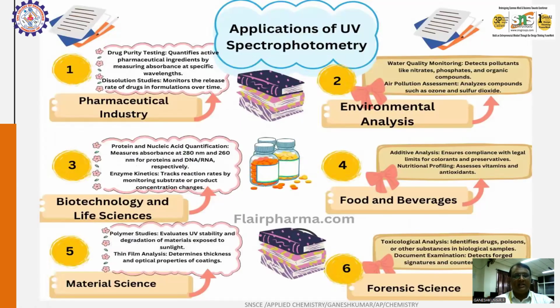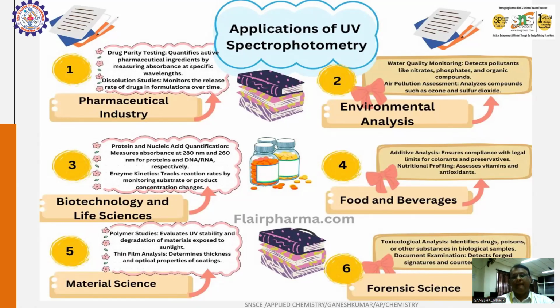Based on this, ultraviolet spectroscopy has various applications in various fields. That is in the pharmaceutical industry, where drug purity tests can be done using this. And in biotechnology and life sciences, protein and nucleic acid quantification is done, and enzyme kinetics, how the enzyme reaction happens. Then polymer studies, which evaluate UV stability and degradation of a polymer, and the thin film analysis in polymers, which is involved in surface coating.